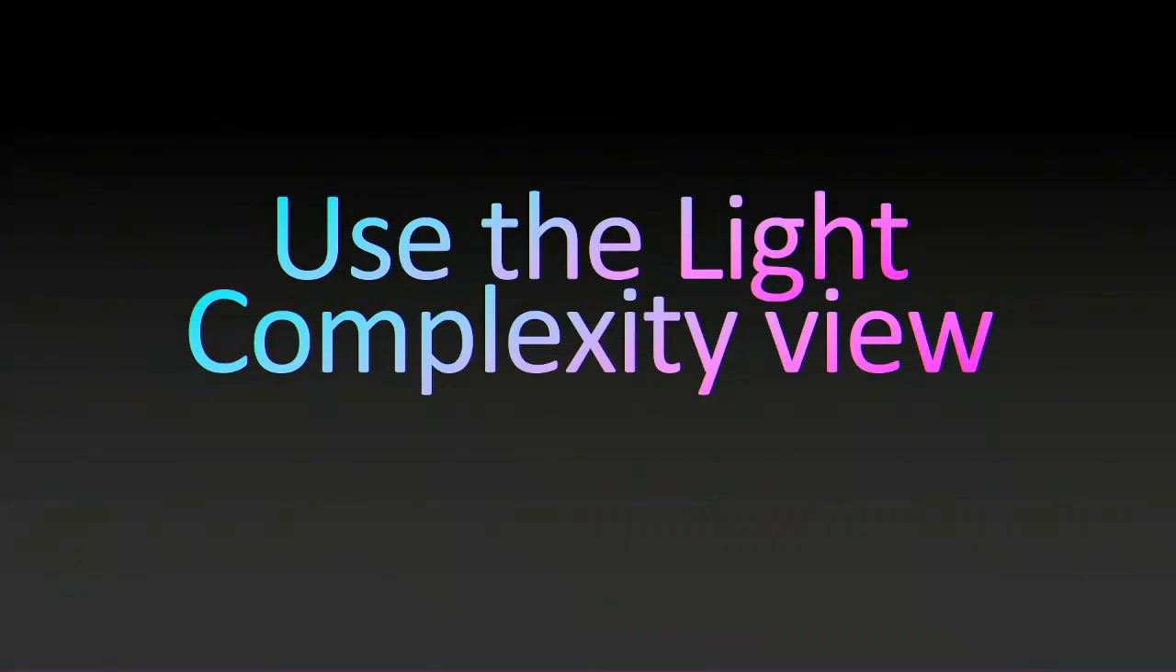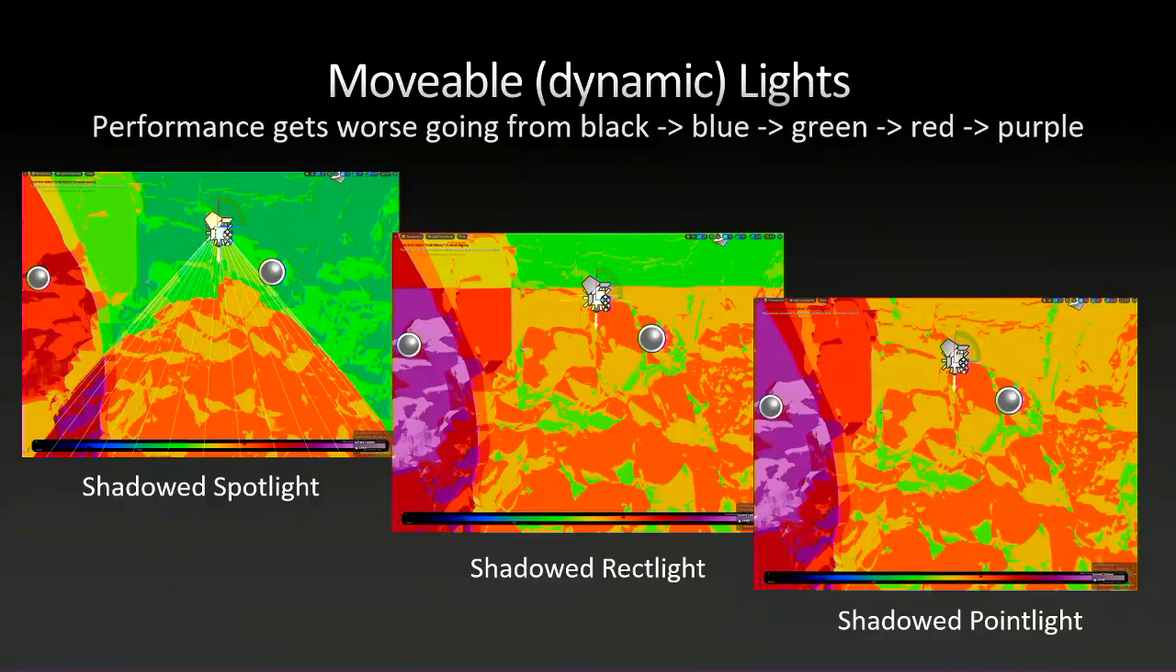Use the light complexity view, and we can actually compare the different types of lights here using the light complexity view. Performance gets worse as you go from black to blue to green to red to purple. And up the top here, you can see the cone of my spotlight, and it's casting in this area here, and it's gone red and orange. We kind of accept that cost. We take it on. It's a spotlight. We need it for our dynamic effects.